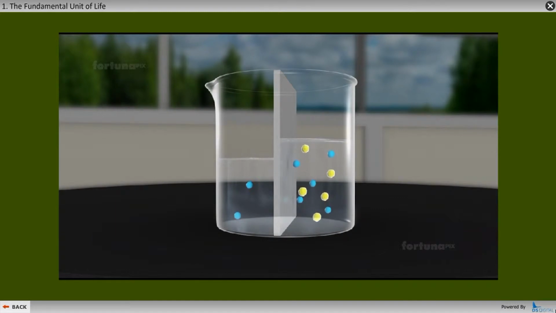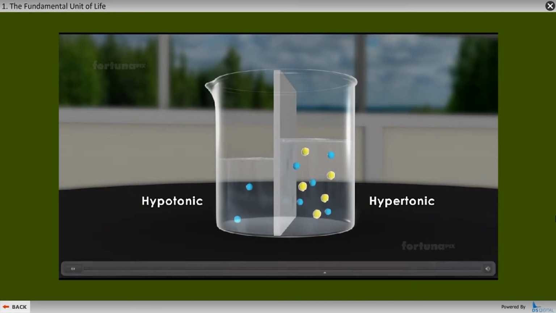The right-hand side, now having water and a solute, in this case urea, will have a higher concentration and is described as being hypertonic. The left-hand side of the membrane, where only water molecules are present, will have a lower concentration and is described as being hypotonic.